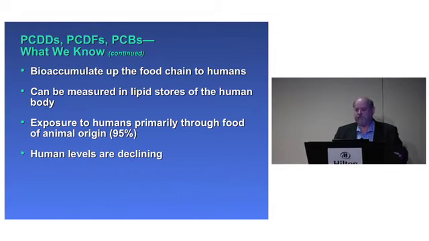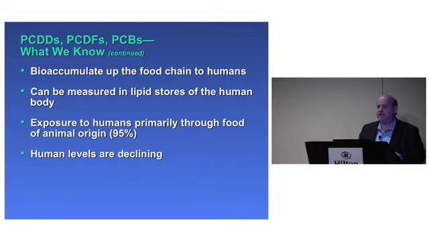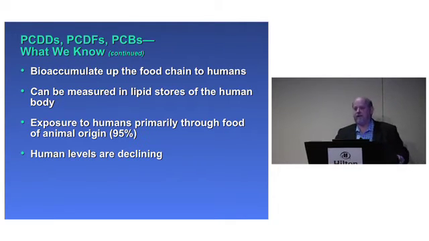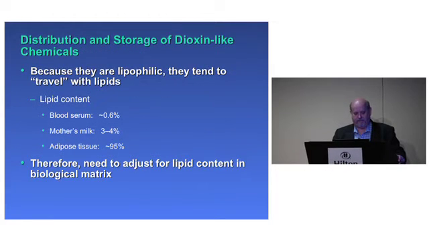They bioaccumulate up the food chain, and that's how we get most of our exposure. We can measure them in the lipid stores of the body. It's primarily through food of animal origin, about 95% of our exposures nowadays. And the human levels are declining. That leads into what I'm going to be saying in the last part of my talk: with me, it's a quest to always get to more and more sensitive analytical techniques. So I'll just describe that a little bit.